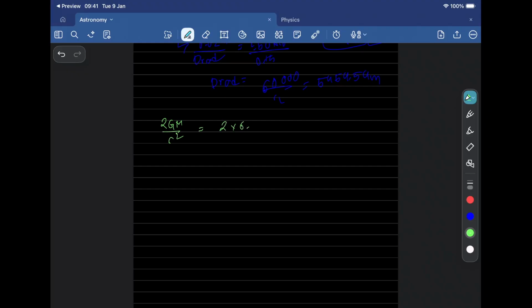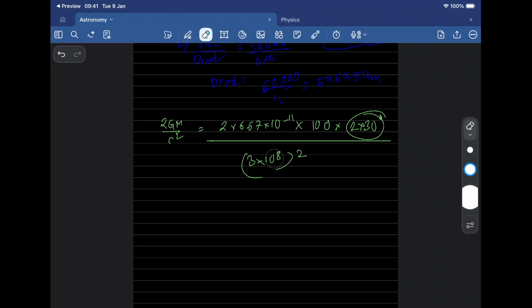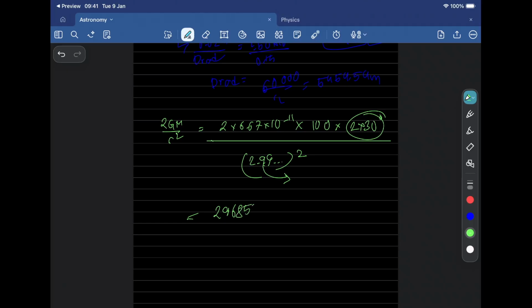So 2 times 6.67 times 10 to the power minus 11, and the mass is 100 times the mass of the sun, divided by 3 times 10 to the power 8 squared, or use what is given there. So we get this as 296,855.035 meter. We have diameter equals 2 times the radius.